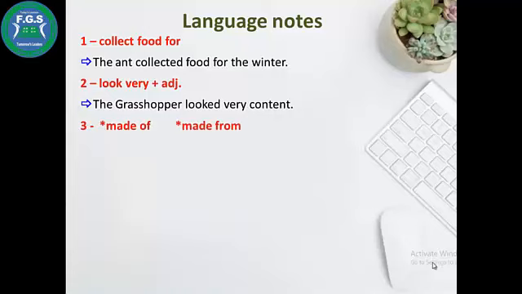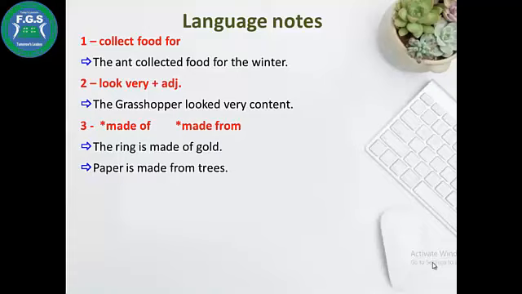Made of or made from. The ring is made of gold. The gold here is a material. When the thing is made of some material, we say made of. Made from. Paper is made from trees. When something is made from something else, not a material, we say made from.